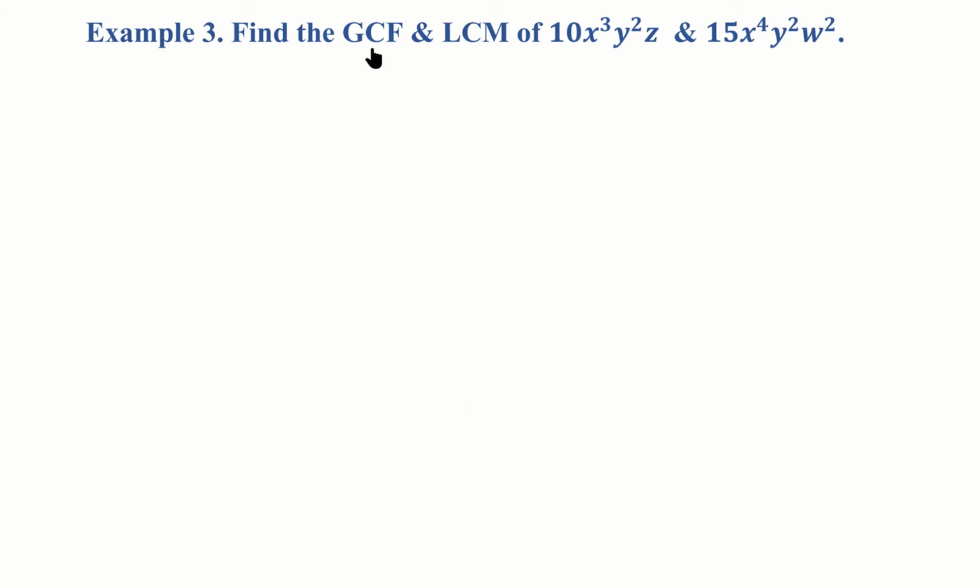So now that we know all that, let's go ahead and find the GCF and LCM of these two expressions. Notice they're not just plain numbers anymore, they're expressions, but we can basically use the same procedure. So let's put them in consistency with the previous problem. We'll just put them in the middle here. So we have 10x cubed y squared z, and we have 15 x to the 4 y squared w squared.